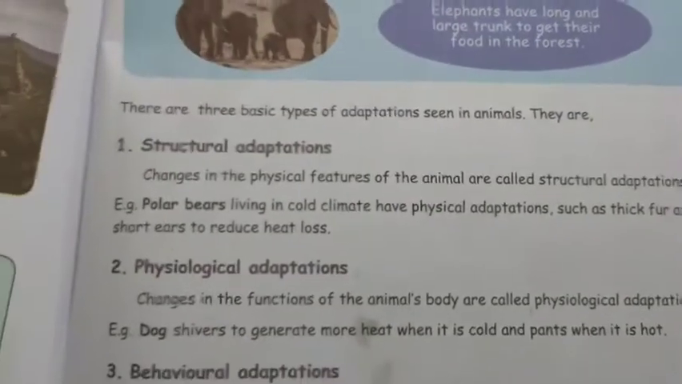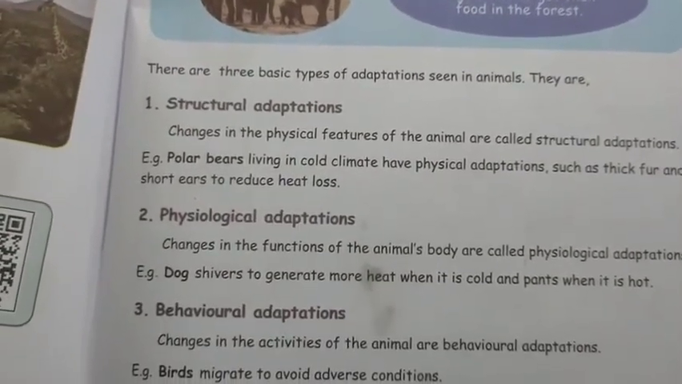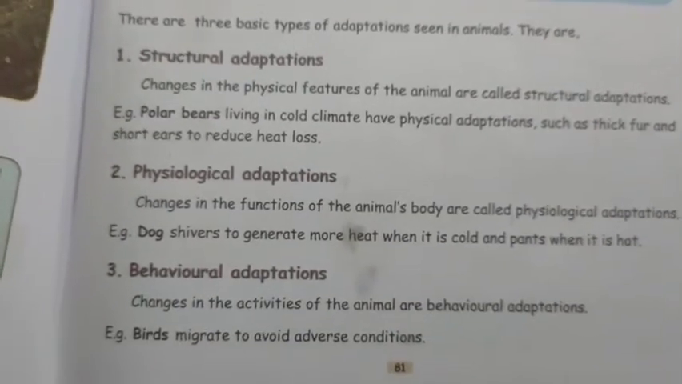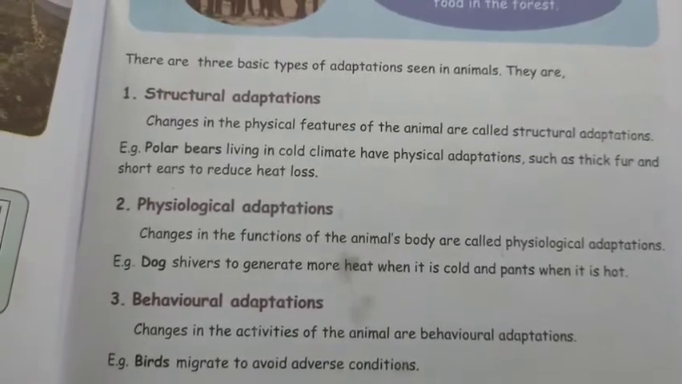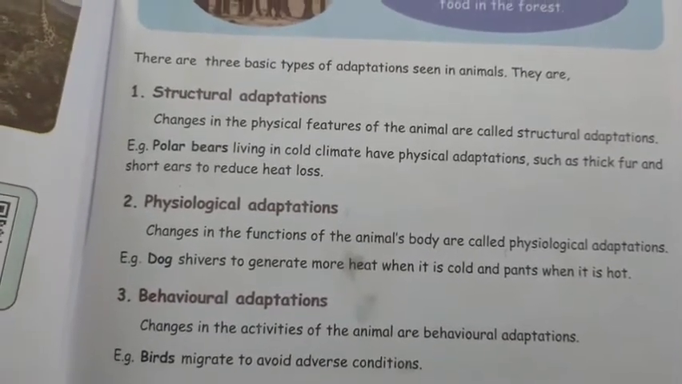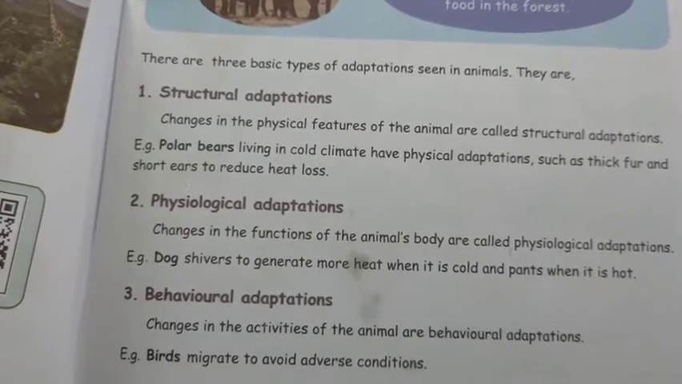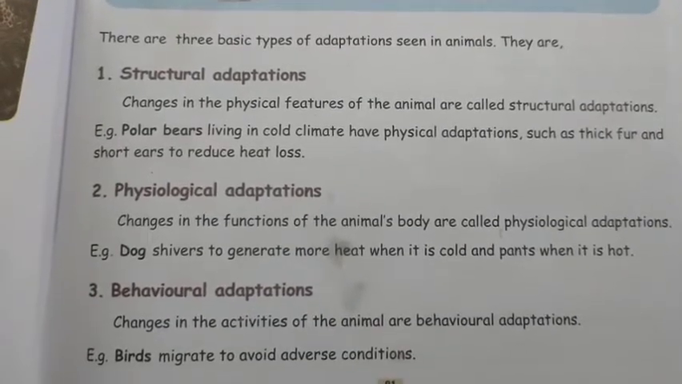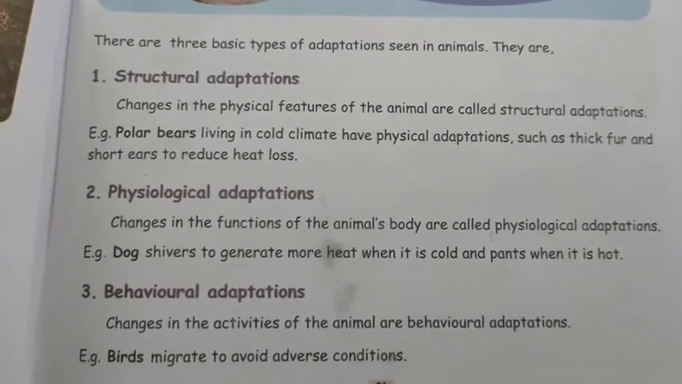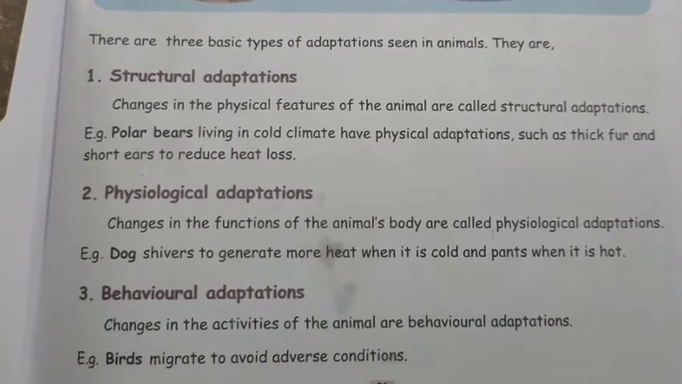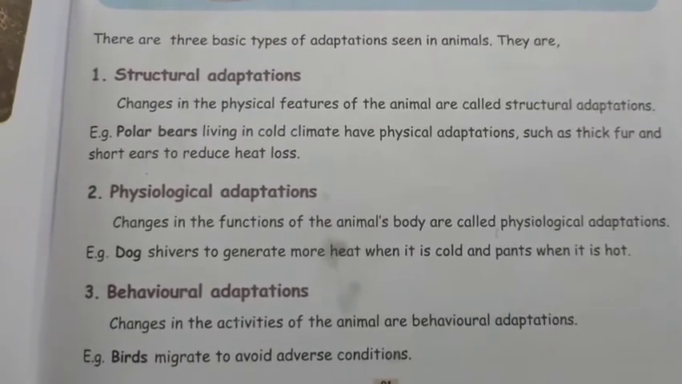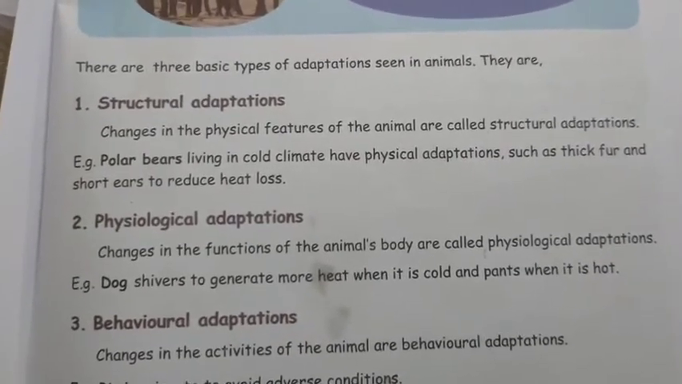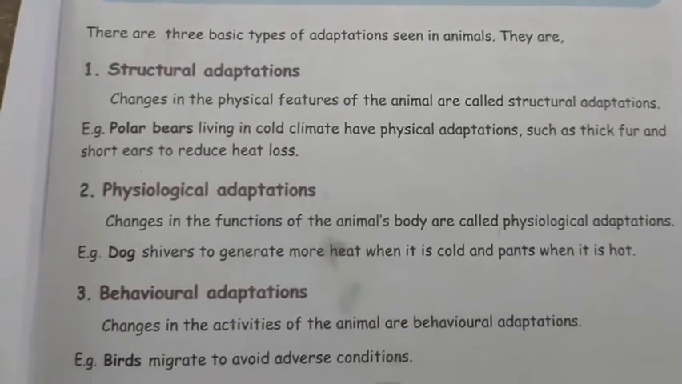There are three basic types of adaptation seen in animals: structural adaptation, physiological adaptation and behavioral adaptation. What are the three adaptations? Structural, physiological, behavioral. So what is structural adaptation? Changes in the physical features of the animals are called structural adaptations. The changes which happen in the exterior of the body, or physical features of the body, are called structural adaptation.